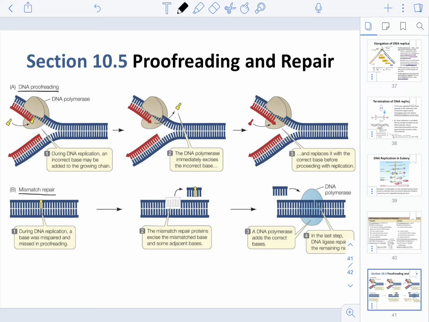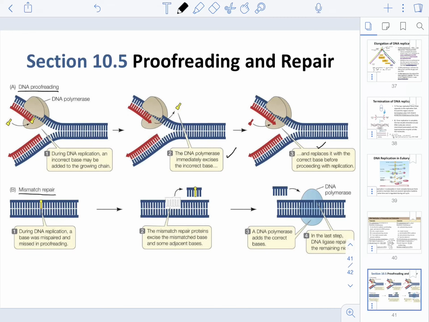In the process of DNA proofreading, understand that an incorrect base may be incorporated into the growing chain. The DNA polymerase is going to immediately remove that incorrect base, and replace it with the correct base before it continues with the replication process.